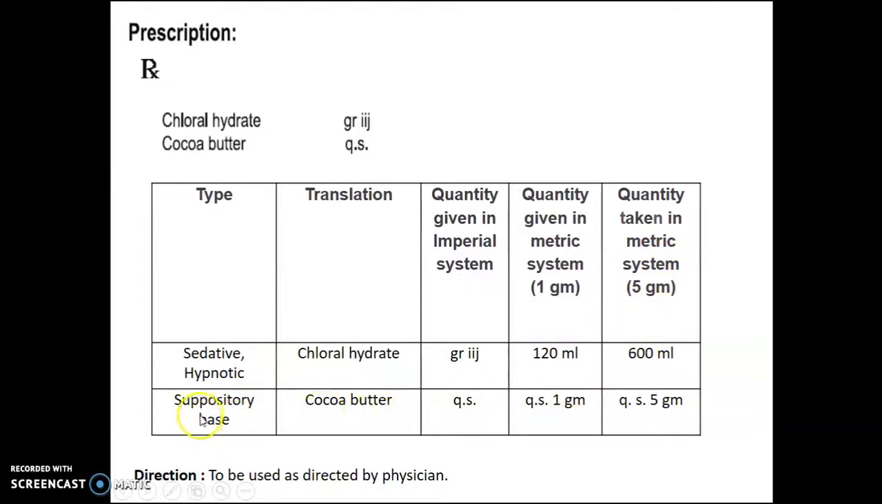Cocoa butter is used as a suppository base. Quantity given in the imperial system is quantity sufficient. Quantity given in the metric system for preparing 1 gram is quantity sufficient to prepare 1 gram, and the quantity taken in the metric system for 5 gram should be the quantity sufficient to prepare up to 5 gram. Direction: to be used as directed by physician.